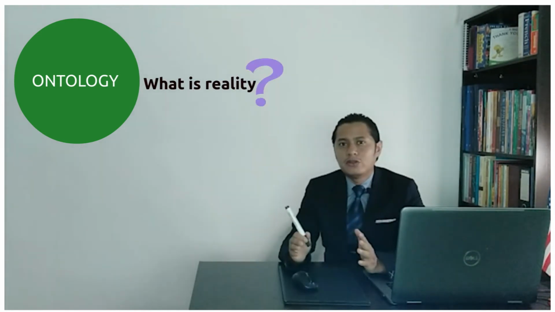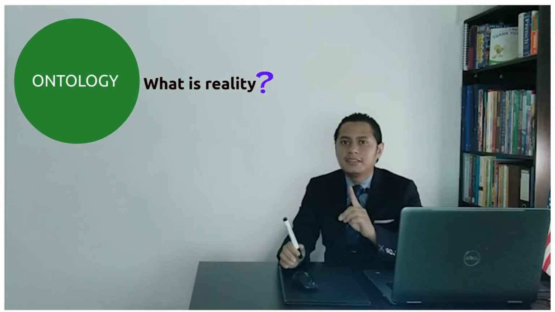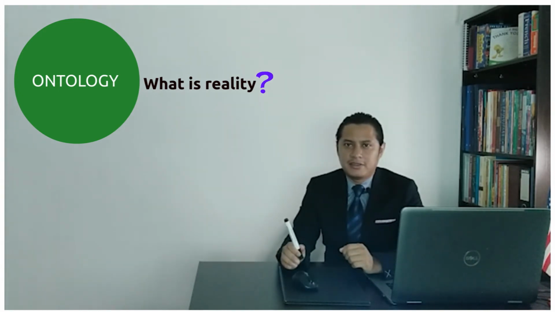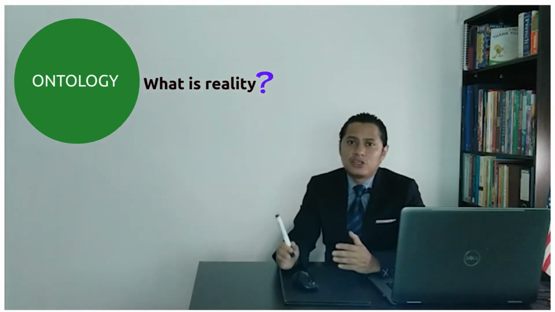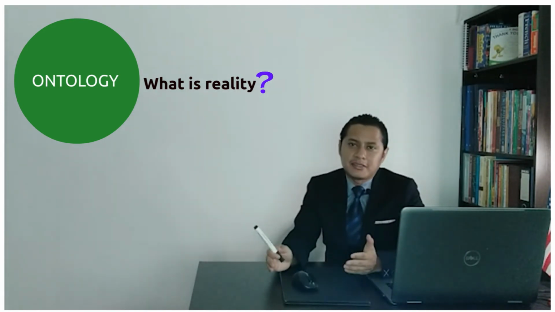Ontology is interested in addressing the question, what is reality? There are three simple ontologies that exist. The first one suggests there is only one single reality. The second, that there are multiple realities. Thirdly, that reality is constantly negotiated, debated, or interpreted.